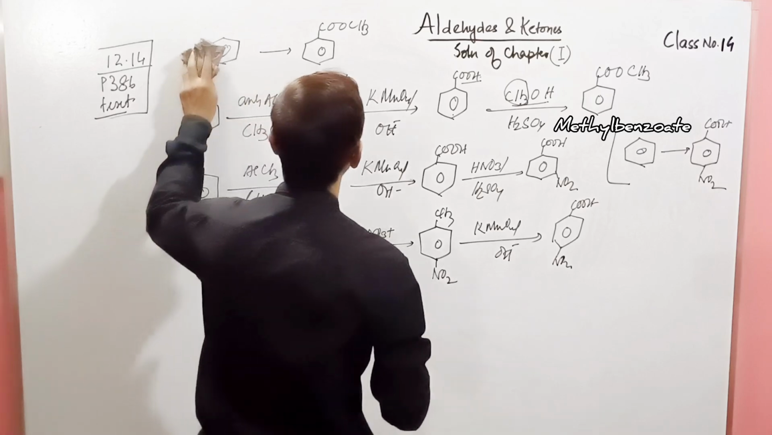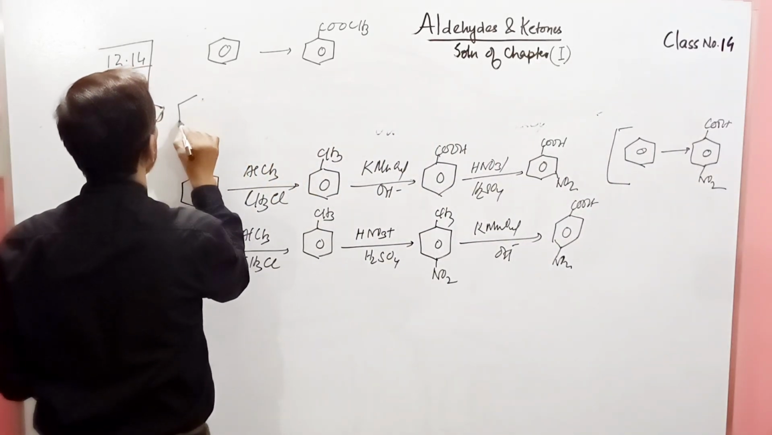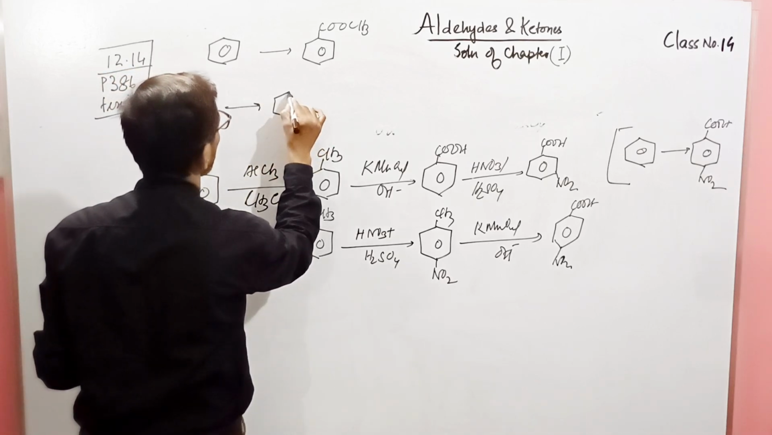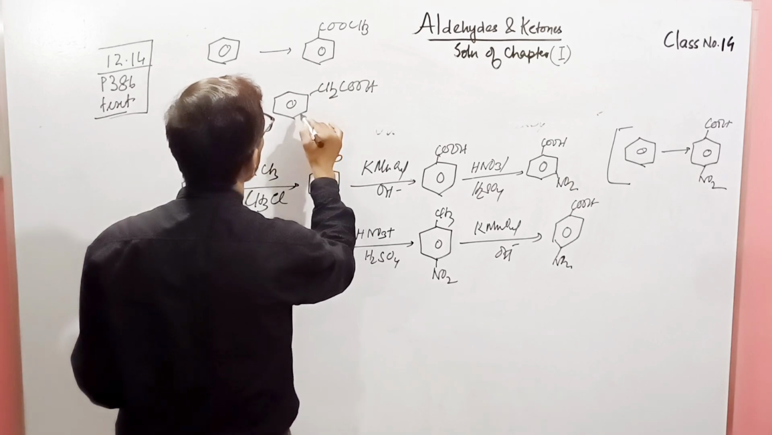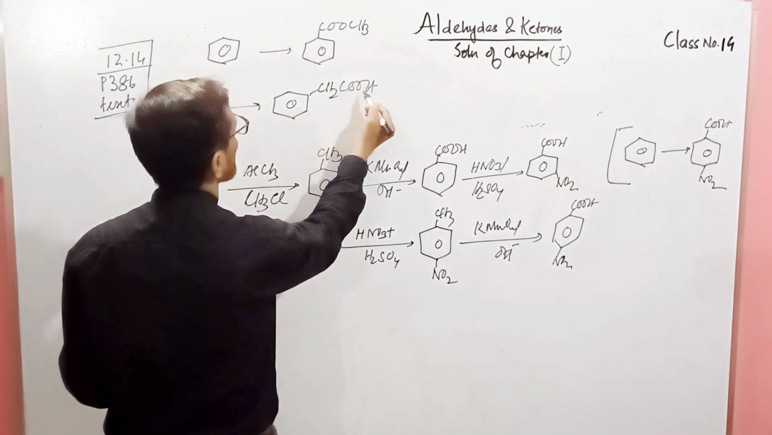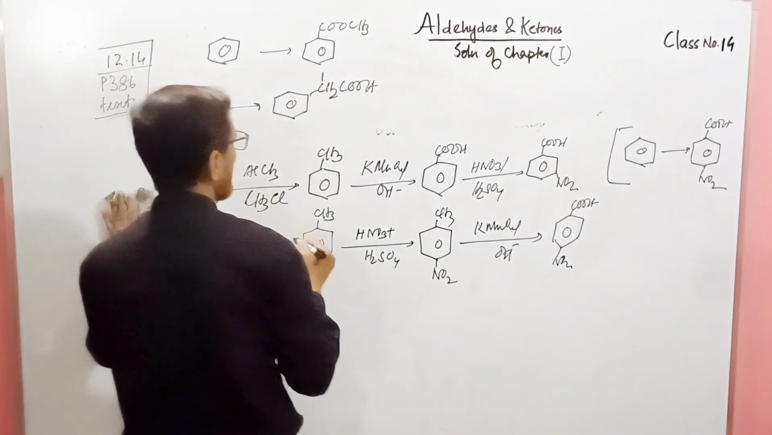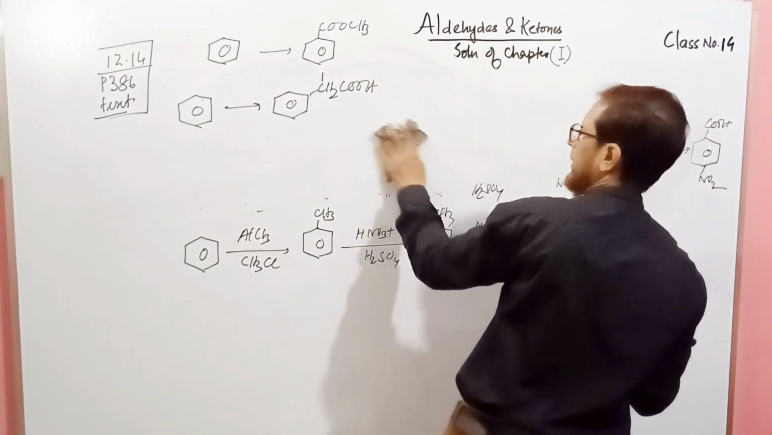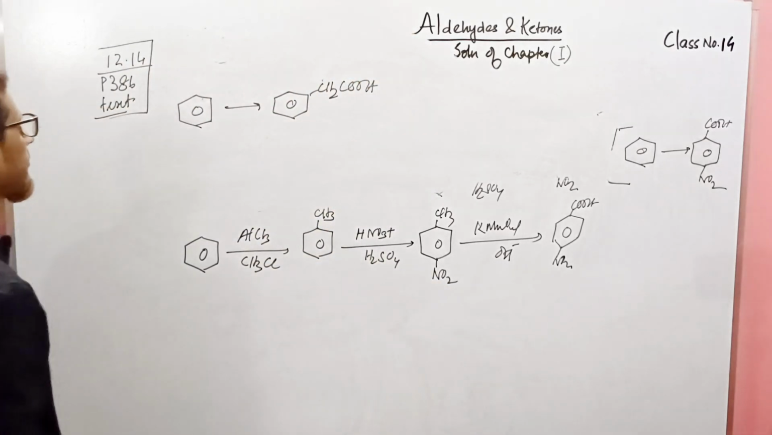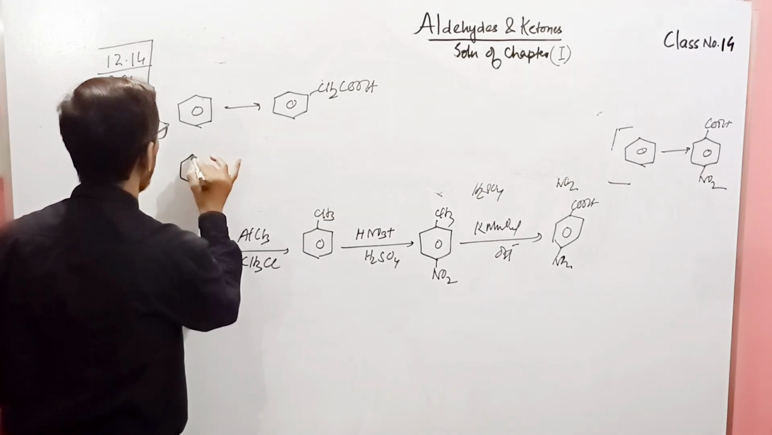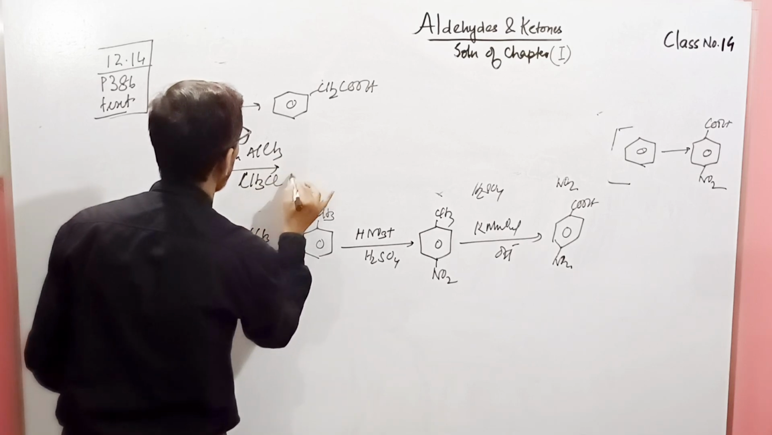Next one is benzene to phenylacetic acid. You can follow it manually and understand. Phenylacetic acid is CH3COOH, acetic acid, where one hydrogen is removed and replaced by the phenyl group. How will you get it? Just think, we need to go from this to this. First of all, as earlier, we use anhydrous aluminum chloride and CH3Cl to get toluene.